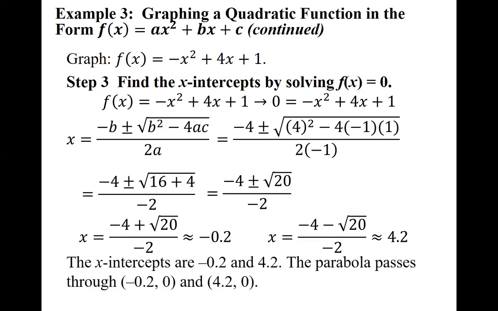So our x-intercepts are -0.2 and 4.2. The parabola passes through these 2 points. That's why it was important to get a decimal approximation. Saying 2 plus or minus radical 5 doesn't tell us much about where we fall on the x-axis. The whole point of finding the x-intercepts is to find points. We need to know where to plot them. So -0.2 and 4.2, that's much more helpful than the exact radical form.